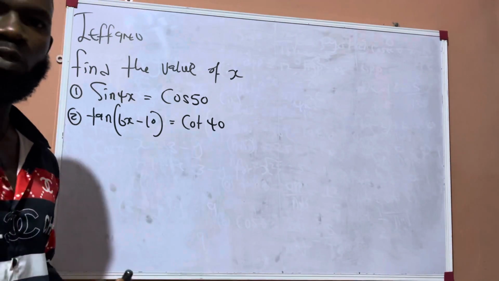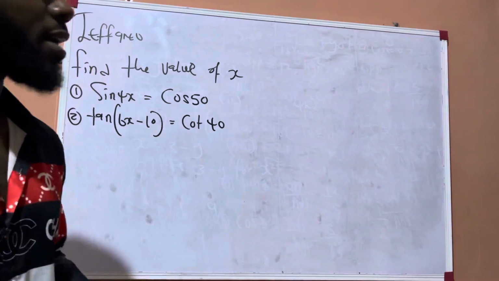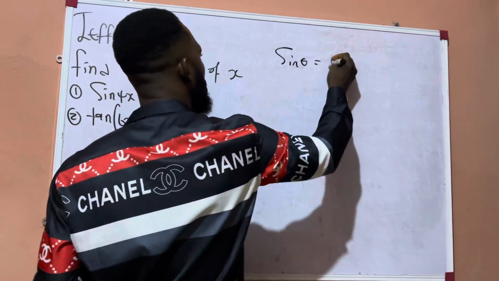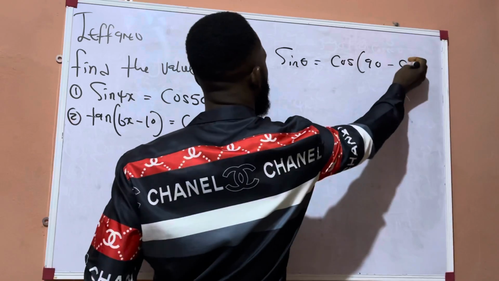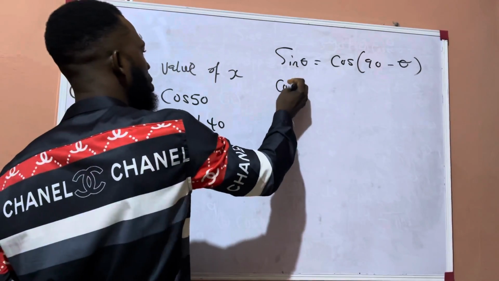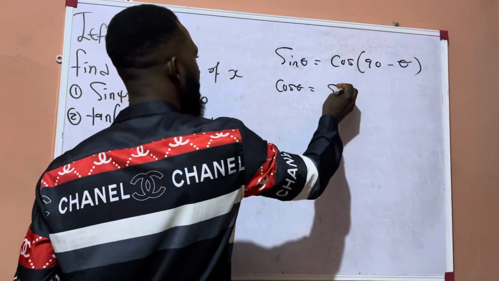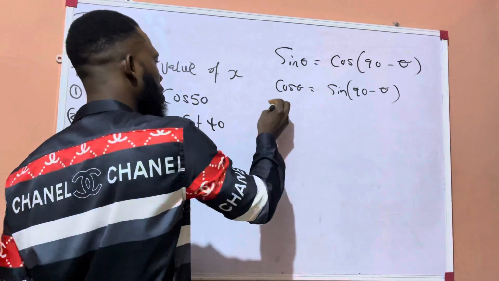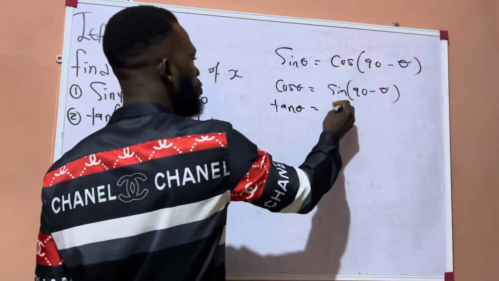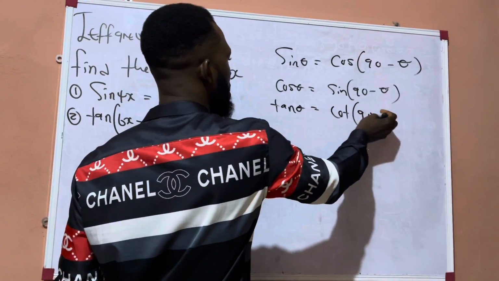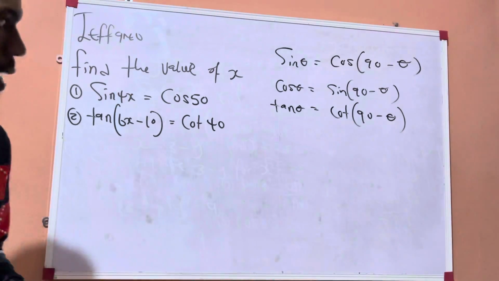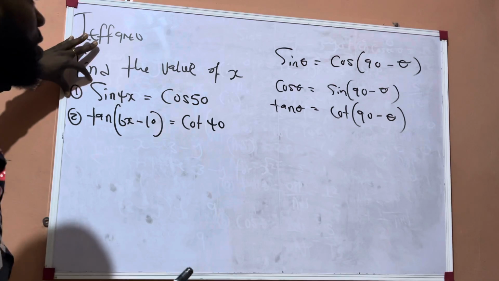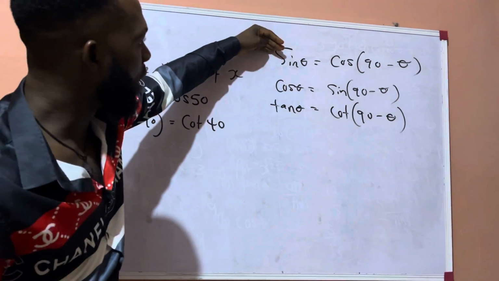In complementary angles, we have three formulas, and these formulas are: sine theta is equal to cos of 90 minus theta, and cos theta is equal to sine of 90 minus theta, and tan theta is equal to cot of 90 minus theta. Okay, now you will notice that question number 1 is familiar with formula 1 and formula 2.